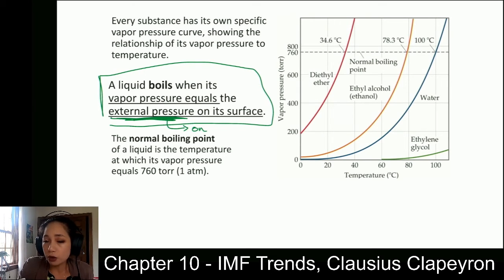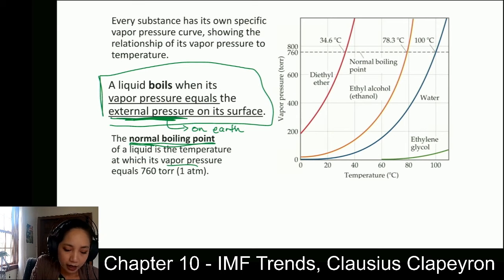So when something boils on Earth, like on your stovetop, the vapor pressure of your sample is equal to 1 atmosphere. The temperature at the point where the vapor pressure of your sample is equal to 1 atmosphere is your boiling point temperature. That's why we often say the normal boiling point of a liquid is the temperature at which the vapor pressure above that sample is equal to 760 torr, or 1 atmosphere. On Earth, that is a pressure of 1 atmosphere. And that's true for any substance.